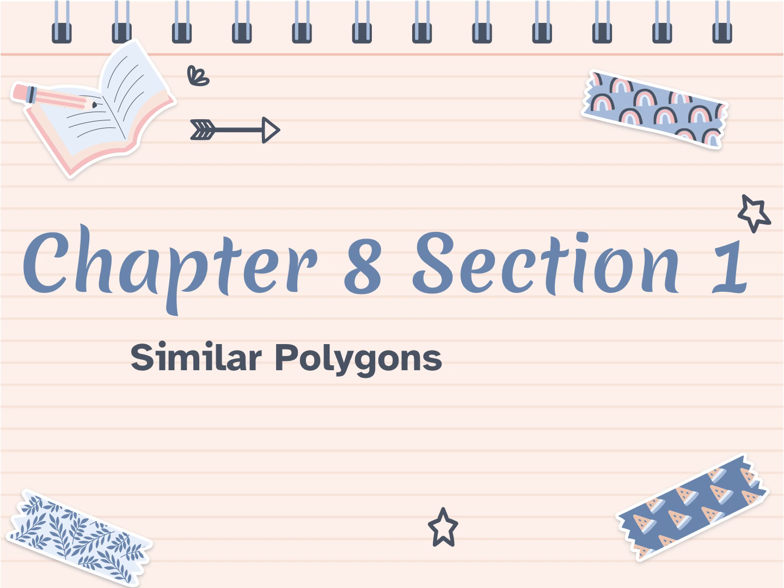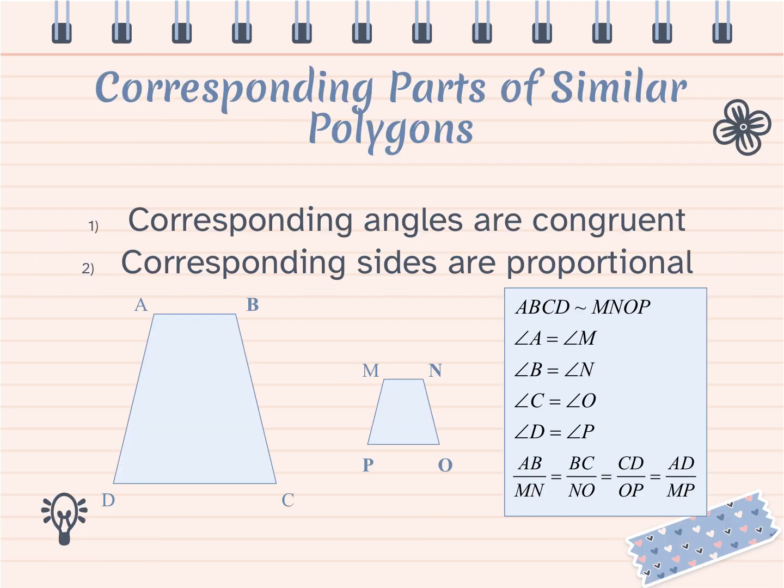We're going to do Chapter 8, Section 1, Similar Polygons. This has to do with ratios and proportions. Writing scale factors using ratios.